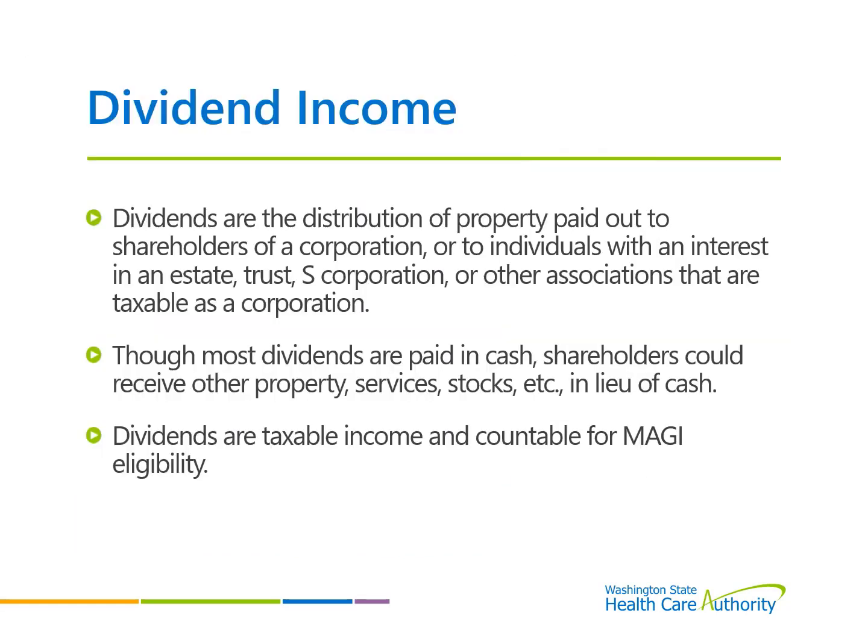Dividend income. Dividends are the distribution of property paid out to shareholders of a corporation or to individuals with an interest in an estate, trust, S corporation, or other associations that are taxable as a corporation. Though most dividends are paid in cash, shareholders could receive other property, services, or stocks in lieu of cash. Dividends are taxable income and countable for MAGI eligibility.